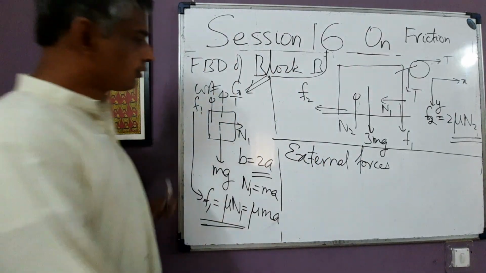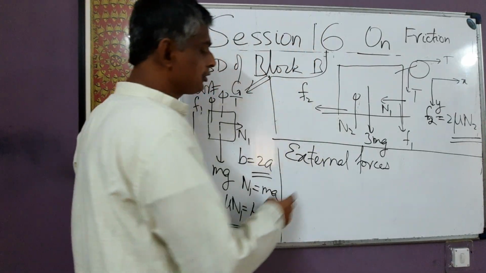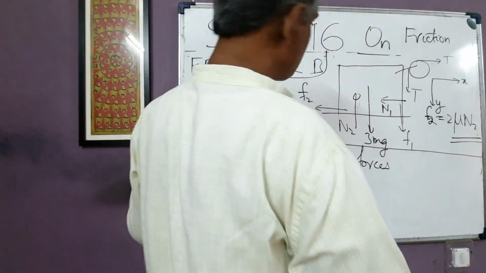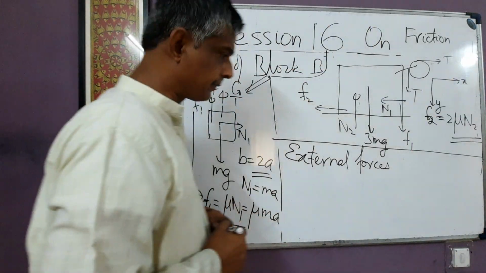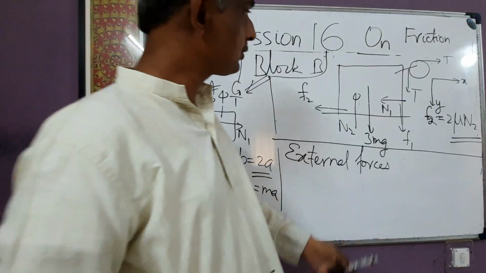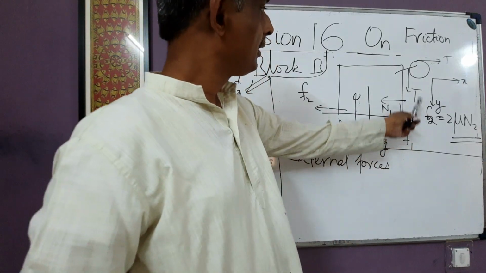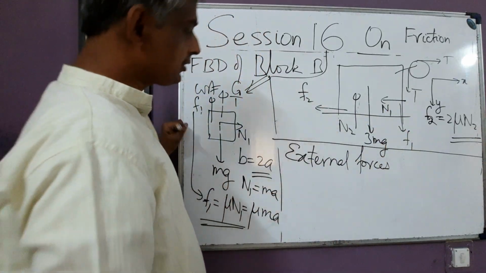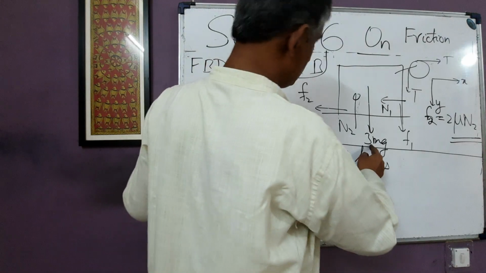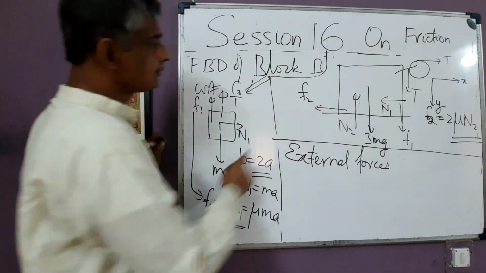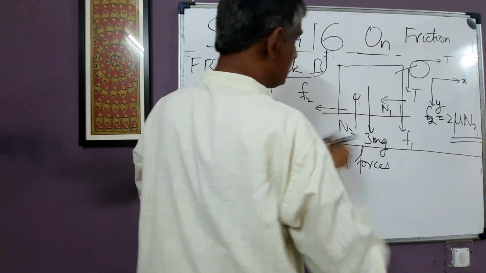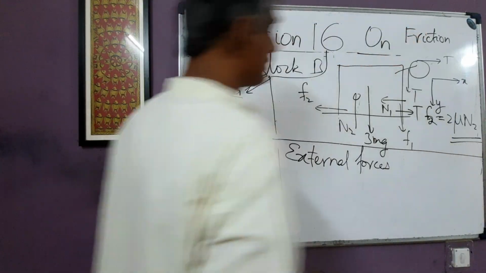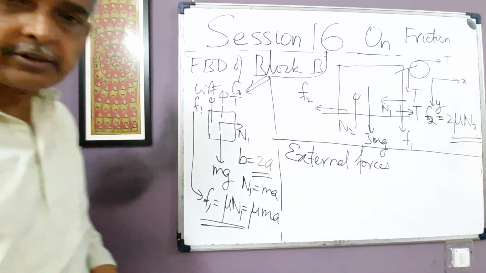Okay. So what I'm going to do now is first set up the combined equation of motion of block plus wedge with respect to ground in the rightward direction. Only real external forces appear. So what are the real external forces on the system block plus wedge? 3mg, mg, F2, N2, T, and this T here. These are the only external forces of the system block plus wedge.